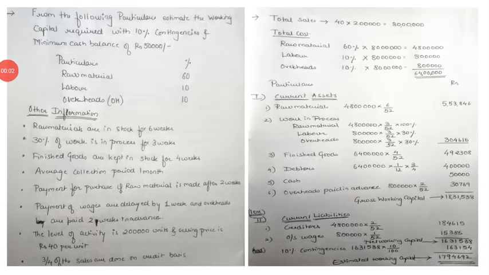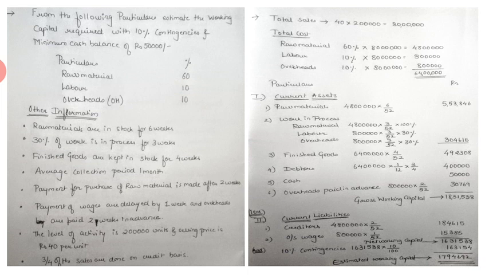Hello dear students, let's move ahead with the next type of problem on estimation of working capital. In the previous video we have seen how we estimate working capital when cost per unit or cost structure is given. In this problem, though the cost structure is given, it is given in terms of percentages. So how do we convert this into cost per unit and then how do we estimate the working capital is what we are going to see in this particular problem.